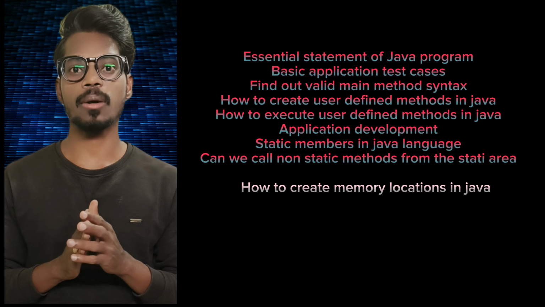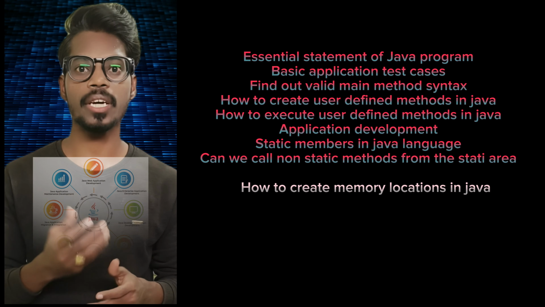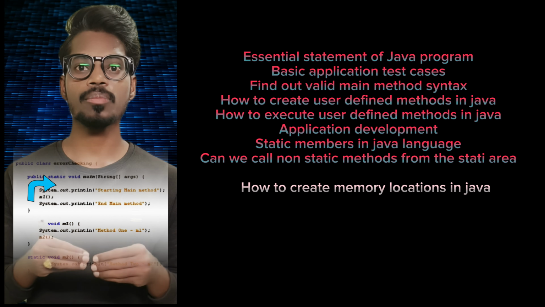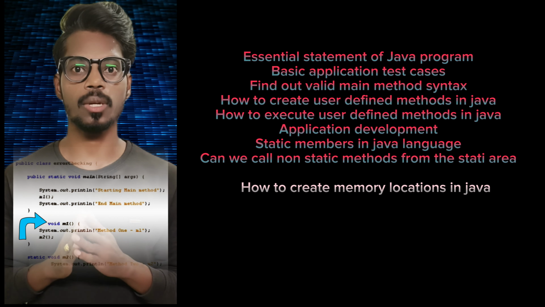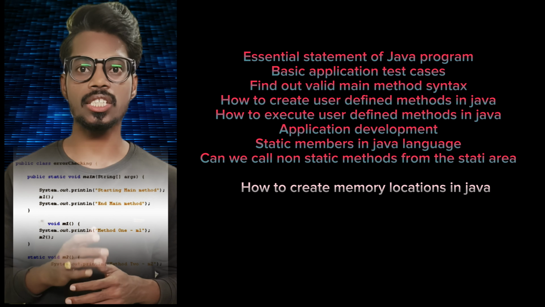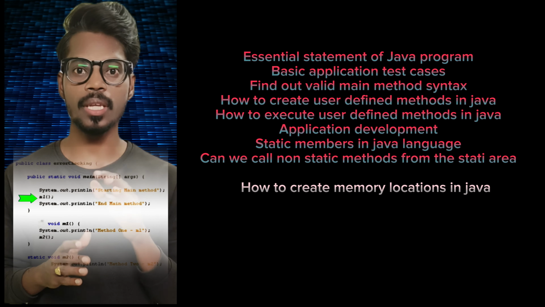So when it comes to a Java application, suppose I am creating one class. Within the class, one main method is available and our user-defined method is also available. So JVM never executes our user-defined methods automatically. Yes, that's why we have to call them explicitly from the main method.